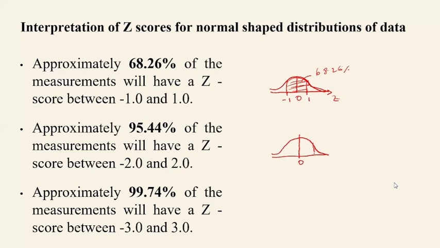For this one, 0, 2, and -2, the probability that a student's Z score is between -2 and 2 is 95.44%. And for -3 and 3, it is 99.74%.